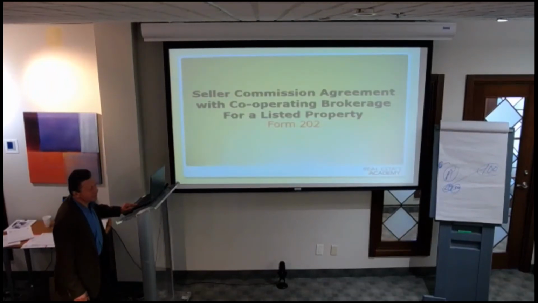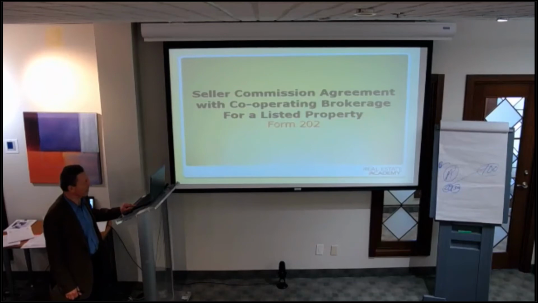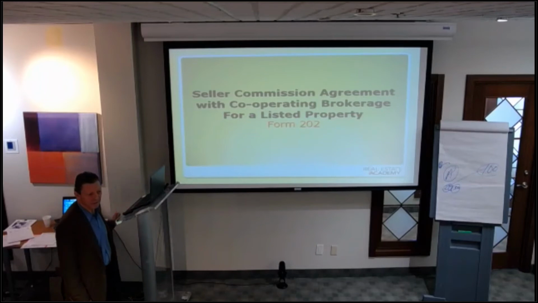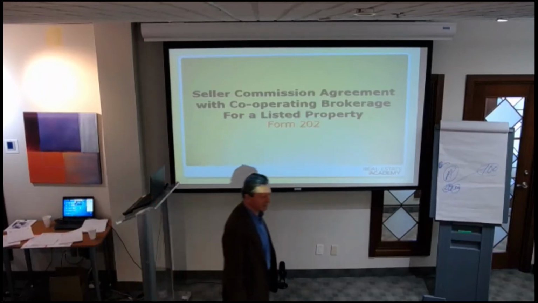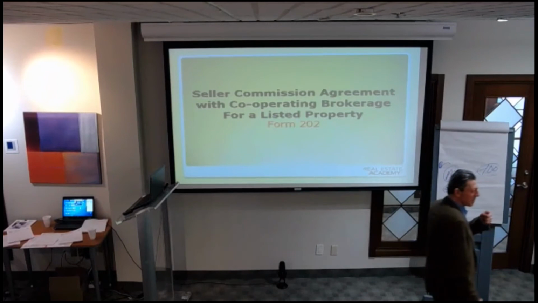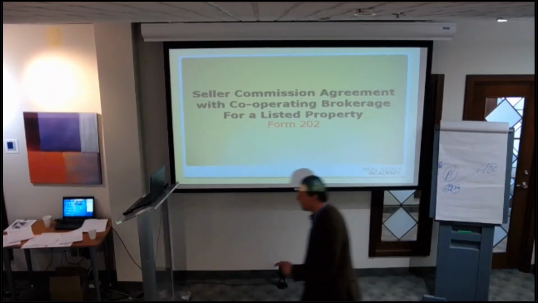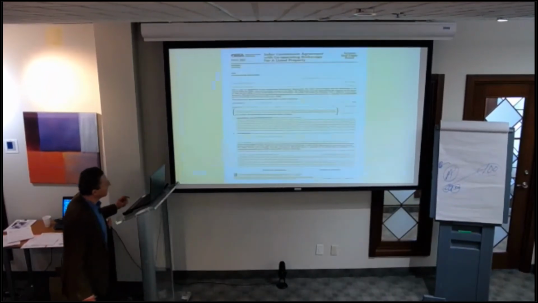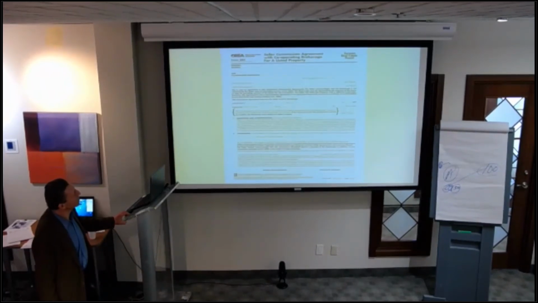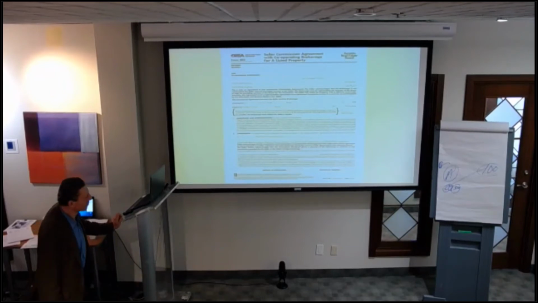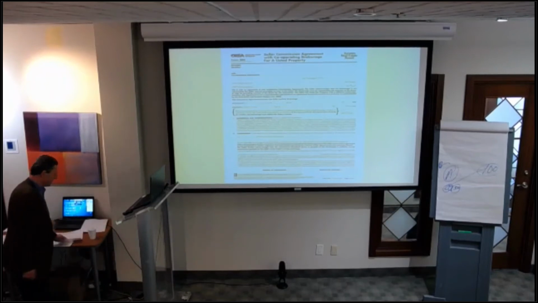Seller commission agreement, who's seen this and who wants to talk about it? This is Form 202 for property listed. Now, this is another animal we created today. We have the portal and we have this, right? Not too many people know about this. This is the seller commission agreement with cooperating brokerage for a listed property. What is that? Seller commission? Let's see, what does that mean? Anybody has a clue? The buyer has to pay the commission?